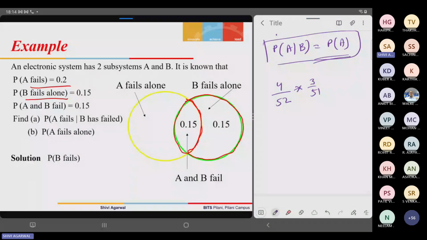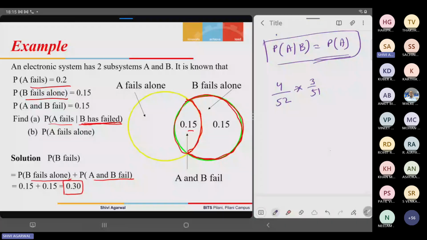Now come to the next question. Probability of A failing given that B has failed. So how can we find it out? Firstly, we have to find the probability that B has failed. So how can you find the probability that B has failed? B fails alone and A, B both fail. Okay. So it means what? B fails means this plus 0.15, alone 0.15. So it is 0.30.